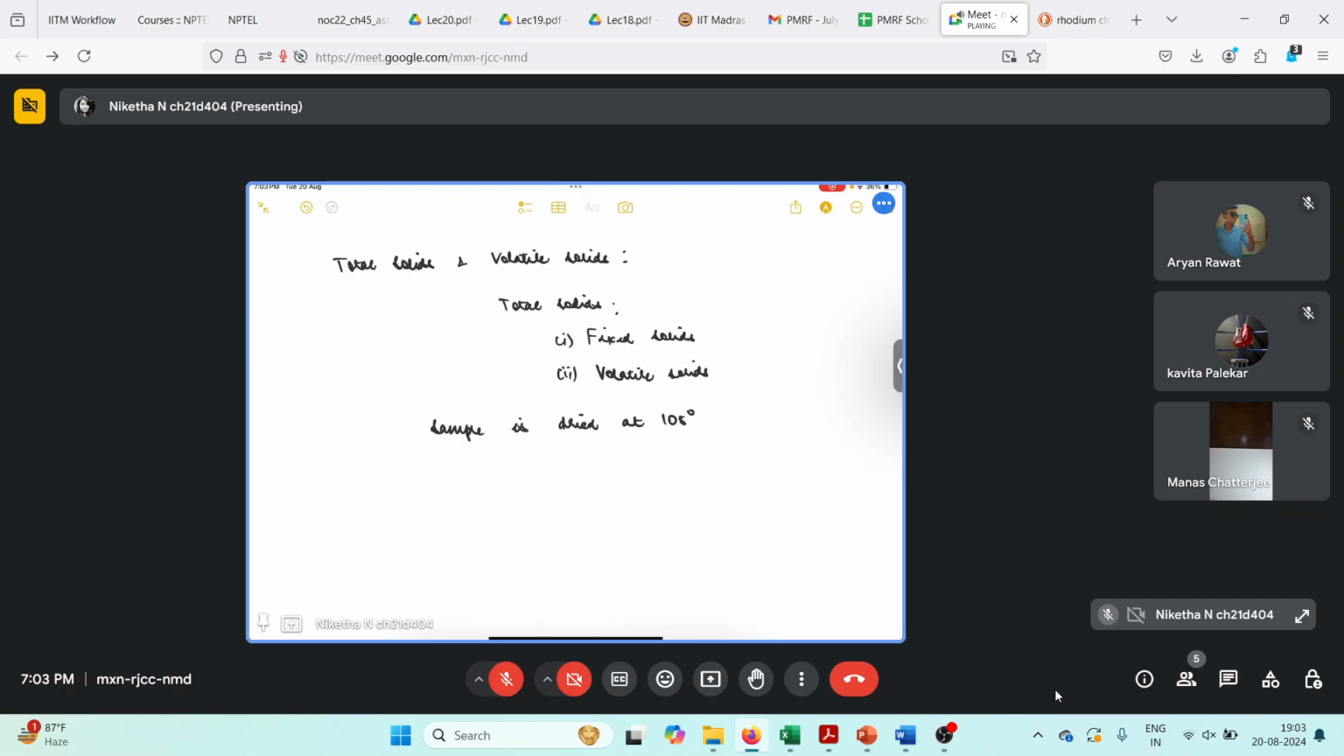And whatever residue is there, the weight of that residue is taken along with the weight of the dish. So the total solids is A minus B by the sample volume. Or however much volume of sample you have taken, which has become dry, that volume is supposed to be noted down.